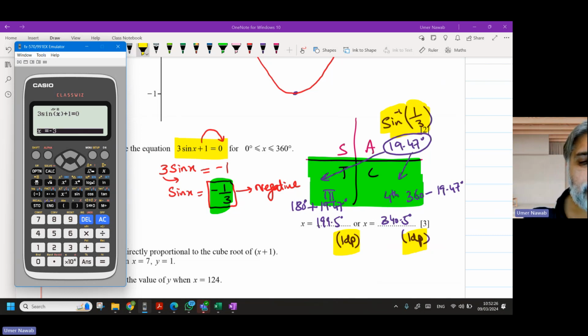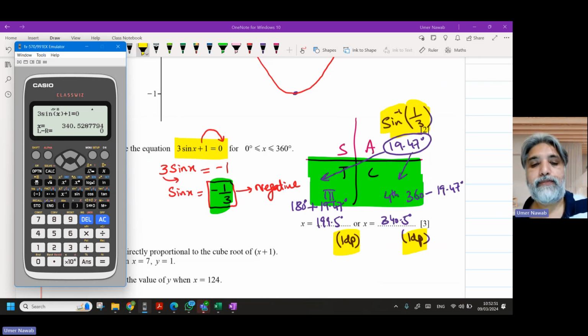Shift solve. Give your guess closer to 199. So I'm going to give my guess 190 and try to get my answer. Did I get my right answer? Oh, yes, 199.5. Got it. Now change your guess closer to 340. So 300 or 350. So the calculator gave me 340.5. So I can easily check my answer.